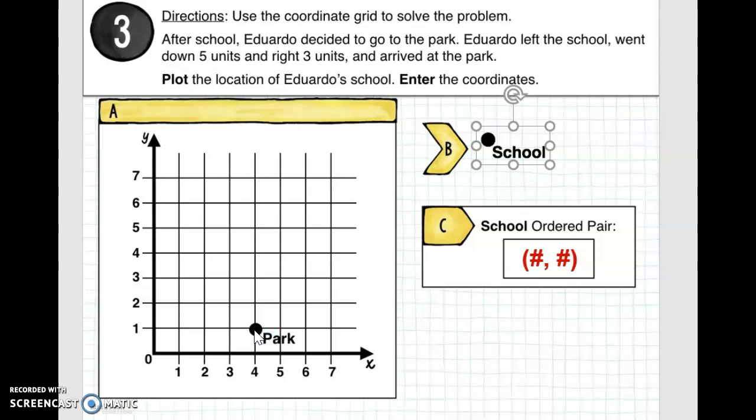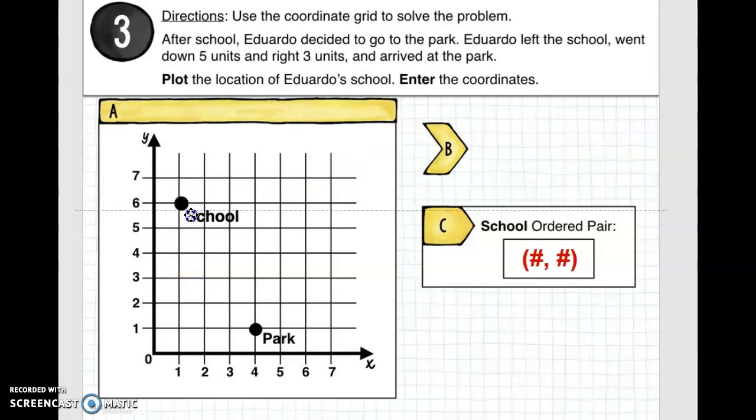So instead of going right 3, we're going to have to go left 3. So 1, 2, 3. And then he went down 5, so we're doing it in reverse. We have to go up 5. So 1, 2, 3, 4, 5. So I'm going to plot that at 1, 6, and then we're going to check this.